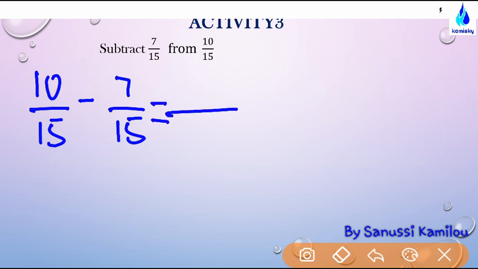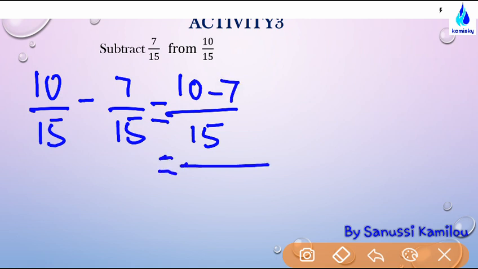Then, since they have the same denominators, we don't have a problem. We are just keeping our denominator, and then we perform the difference or the subtraction at the top. 10 minus 7. The next thing is to find what this will give us. What do you think 10 minus 7 will give us? Nice one. It will give us 3. 3 over 15.